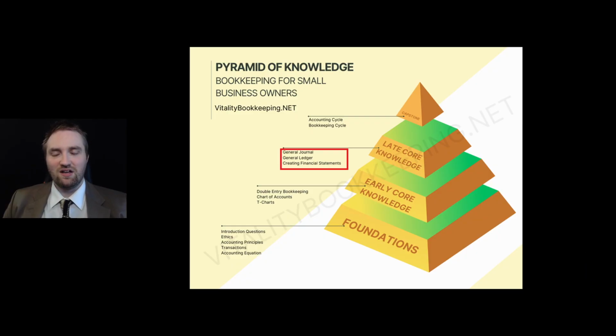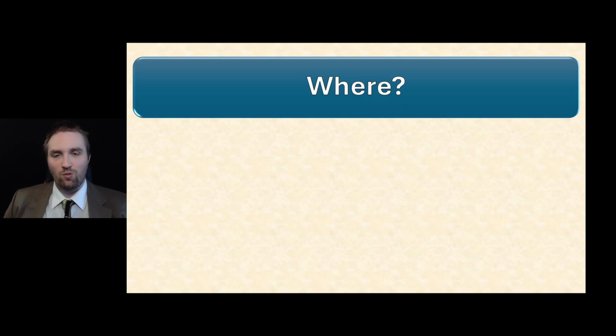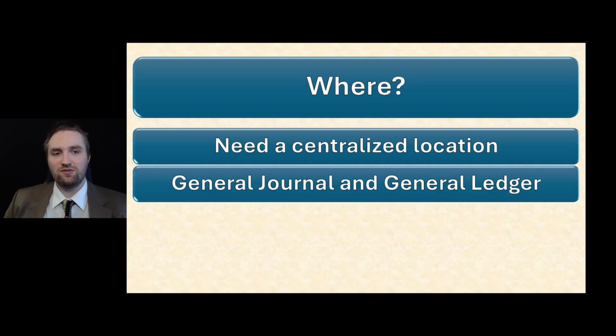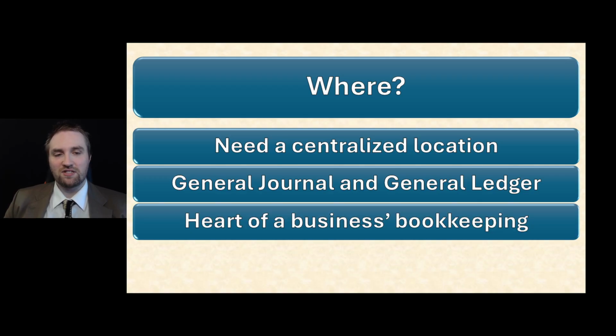Up to this point, you've learned about the what, why, and most recently how of bookkeeping. Now let's learn the where of bookkeeping. Where do we put these transactions that we've recorded? In order to track how money flows through a business, it needs a centralized place to record all of its transactions, somewhere to officially recognize the transactions happened and to properly organize them. These centralized places are called the general journal and the general ledger. As mentioned earlier, in the word bookkeeping, these are the books that are being kept. You can think of the general journal and general ledger as the heart of a business's bookkeeping.